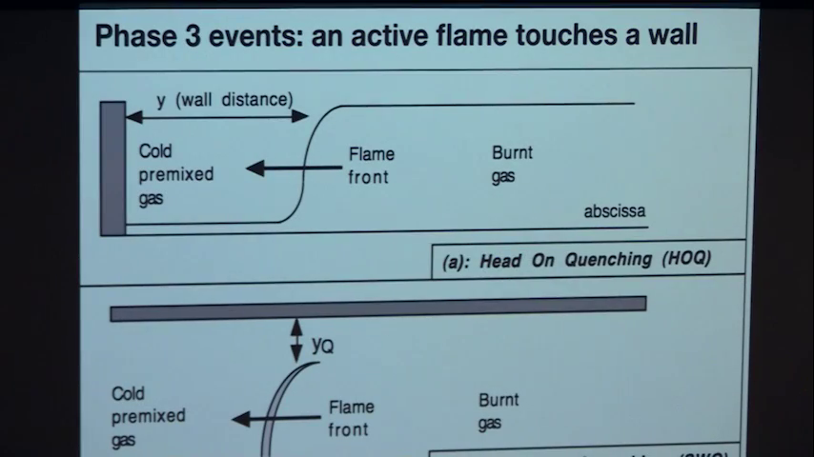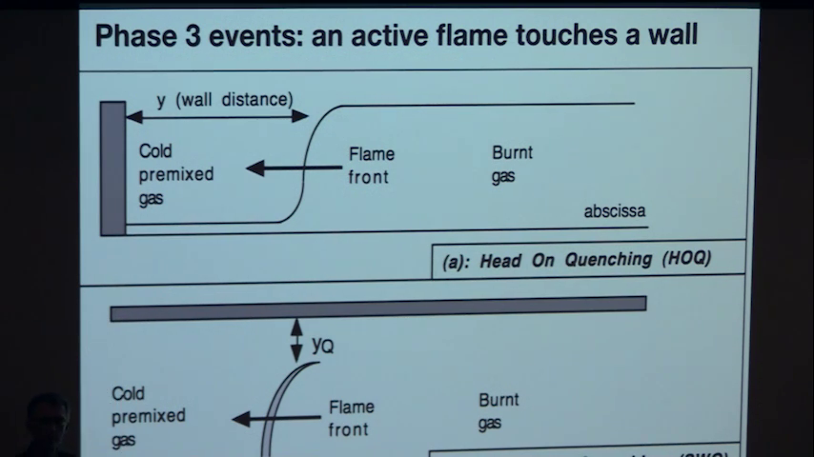Now, we can split the different situations where flames interact with walls. The first one, which is the easiest one to understand, is that you make the wall here. This is filled with fresh gases. You start the flame. It's a 1D process. The flame propagates, and when the flame hits the wall, we have what is called head-on quenching.